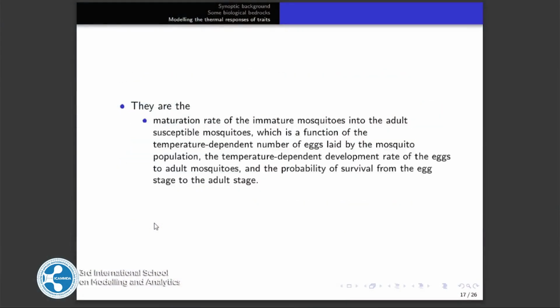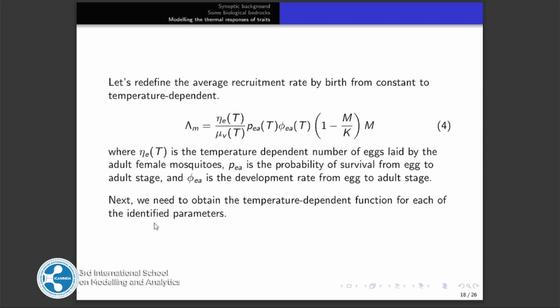So they are the maturation rate of immature mosquitoes into adult mosquitoes, which is a function of the temperature-dependent number of eggs laid by the mosquito. We are still going to see this mathematically. Then the temperature development rate of the eggs to adult mosquitoes, and the probability of survival from the egg stage to the adult stage. So let's look at each of these one after the other.